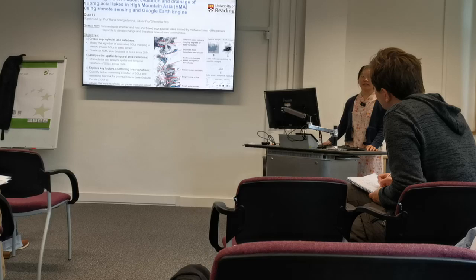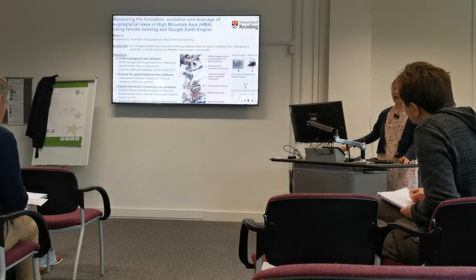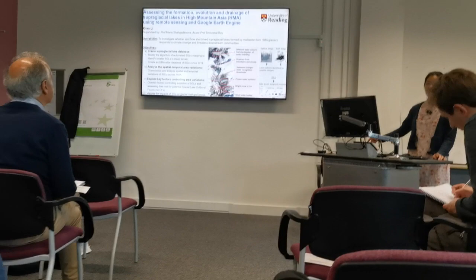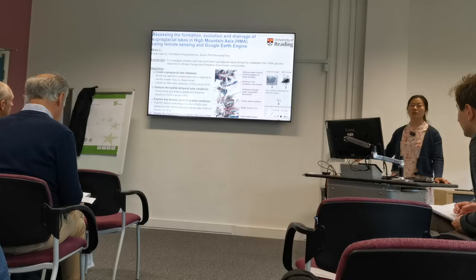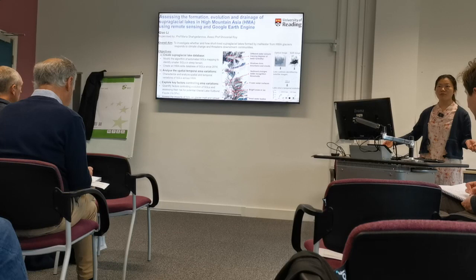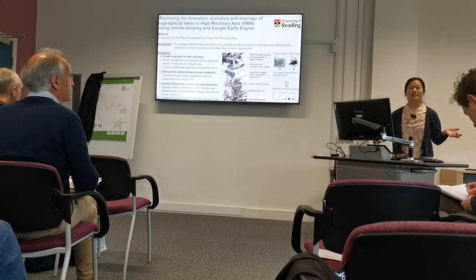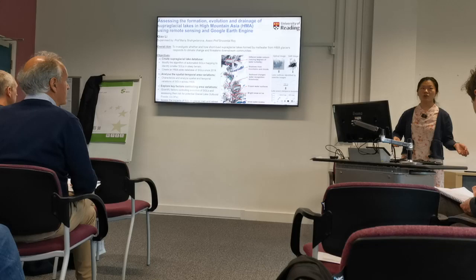Because as you know, High Mountain Area has the largest number of glaciers outside the polar regions, has millions of people living downstream, and the glaciers here are super sensitive to global warming. Global warming may cause the thinning and retreat of glaciers and lead to the formation of supraglacial lakes on the lower part of the glacial surface. When these lakes coalesce and accumulate, they may cause glacial lake outburst floods.